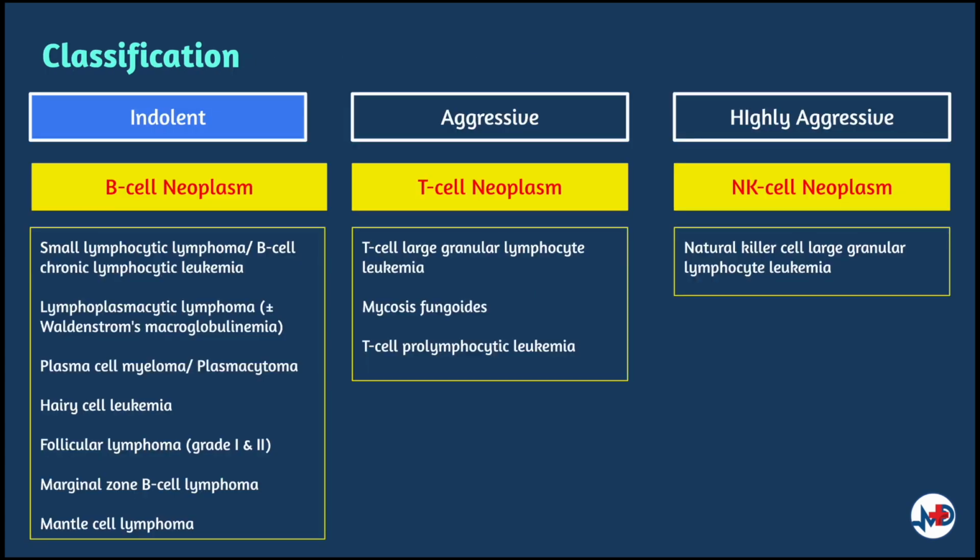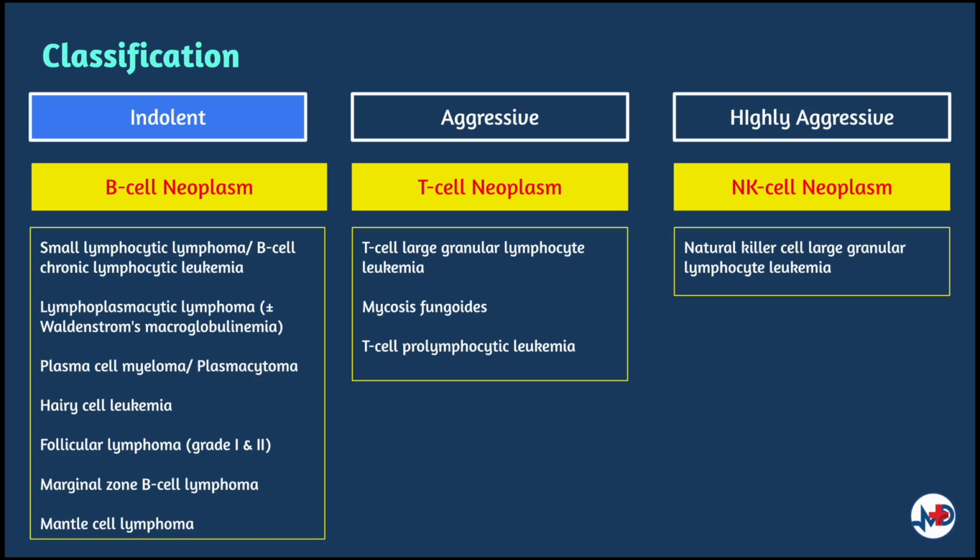The WHO subclassifies non-Hodgkin's lymphomas according to their degree of clinical aggressiveness and further by cell type. B-cell lymphomas are the most common subtypes of non-Hodgkin's lymphoma, comprising roughly 85% of all non-Hodgkin's lymphoma cases. T-cell lymphomas only make up approximately 15% of cases. In this slide, we see the subclassification of clinically indolent non-Hodgkin's lymphoma. First, let's look at B-cell neoplasms.